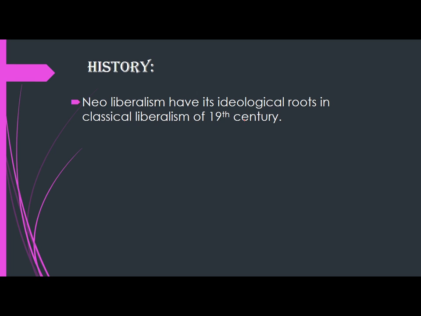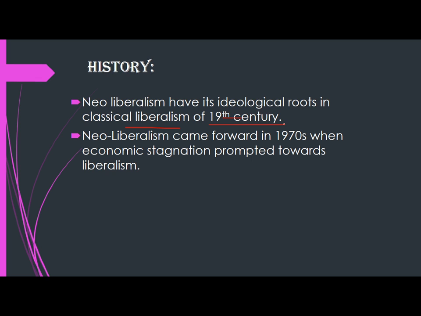Neoliberalism gets its ideological roots from the classical liberalism that came in the 19th century from Adam Smith's book The Wealth of Nations. Neoliberalism came into the limelight in the 1970s when the economic stagnation prompted a move towards liberalism or liberal policies. Well, what was the economic stagnation that came at that time? Economic stagnation came due to the Arab oil producing countries' oil embargo on the West due to the Yom Kippur War.